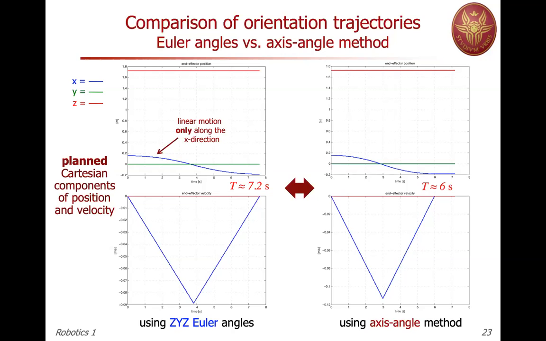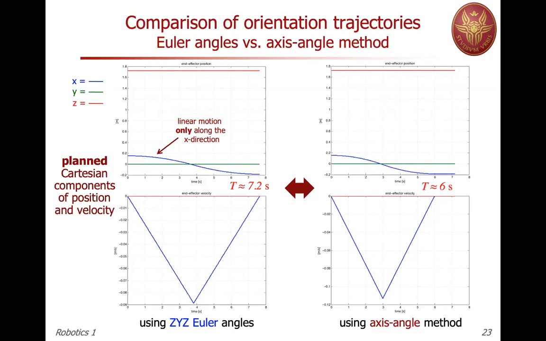In the axis angle method, maybe we don't have coordinated motion between all joints.